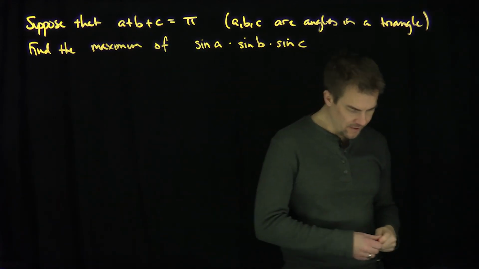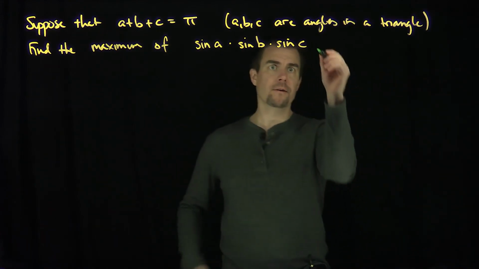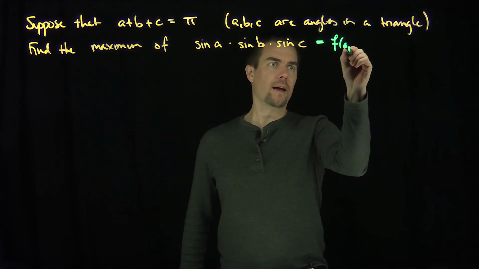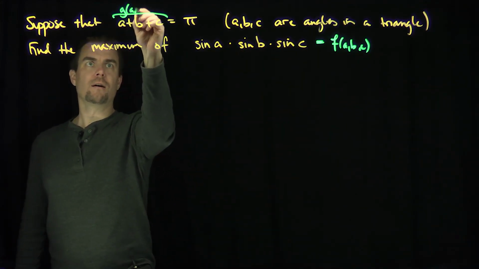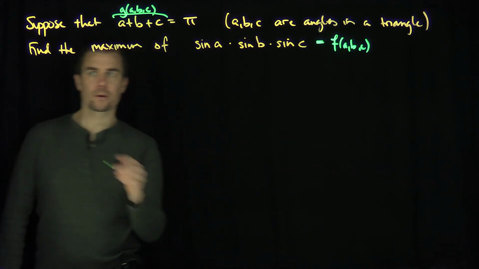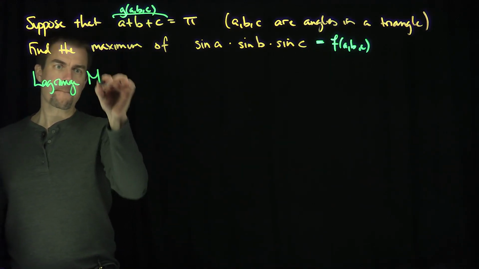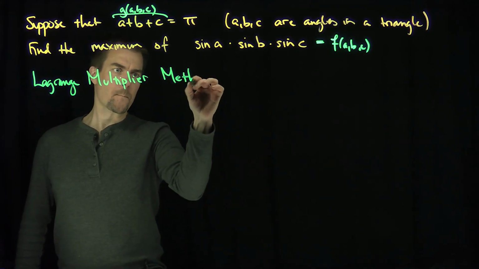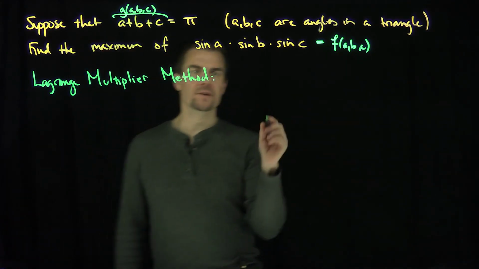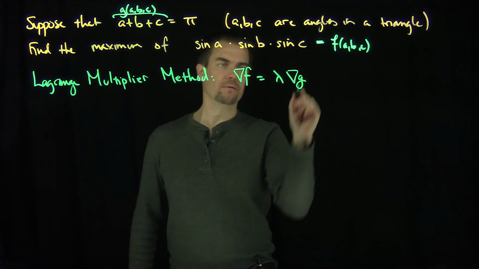Okay, so this exactly tees up our Lagrange multiplier method, so let's do it. So here's my function f, this is my function f of A, B, and C. And this is my constraint function g of A, B, and C. So by the Lagrange multiplier method, the gradient of f is lambda times the gradient of g.